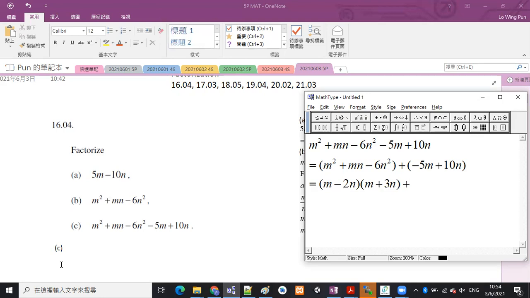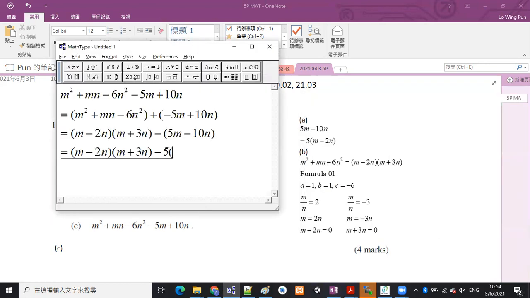Okay? So it becomes minus 5m minus 10n. Okay? Just change all the signs within the bracket to be its opposite when you take out the negative sign. And then we can also use the result of part A, which will be 5 times m minus 2n, right? To change this to be 5 times m minus 2n. Can you get this? And then instead, we can find the second layer of common factor, which is m minus 2n.